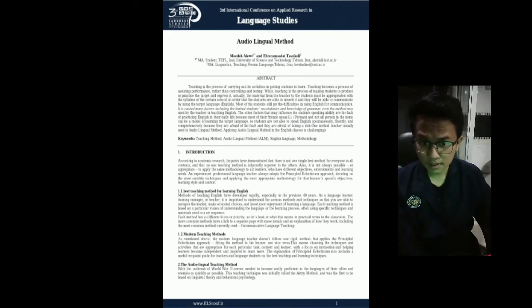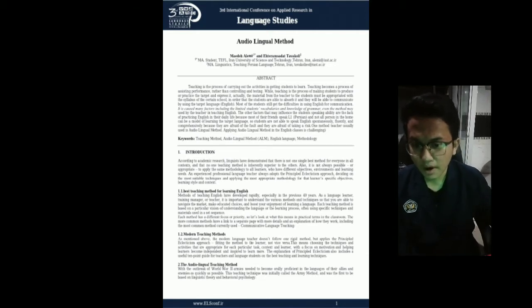Especially for teachers, so that you are able to navigate the market, make educated choices, and boost your enjoyment of learning language. Each teaching method is based on a particular vision of understanding the language or learning process, often using specific techniques and materials used in a set sequence. Okay, that was good. Each method has a different focus or priority.